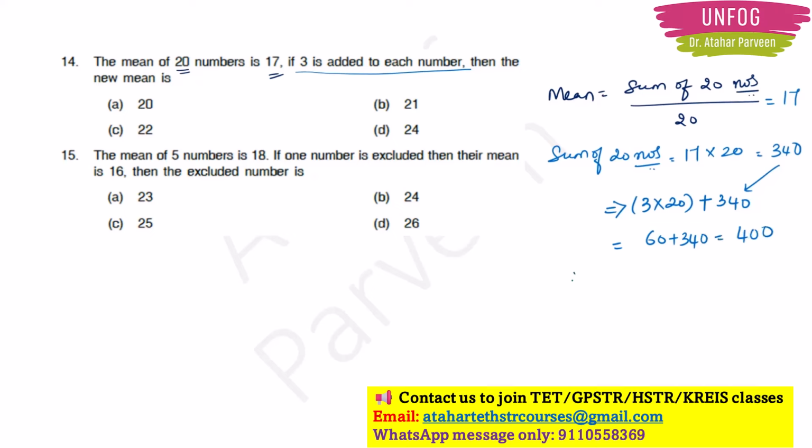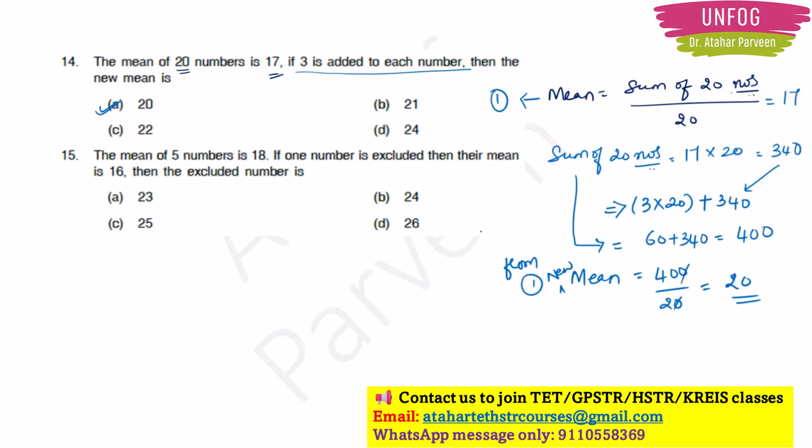Now I have to find the mean for this 400. Let me call this equation 1. Now I have to find the mean, right? The sum of 20 numbers I got is 400, divided by 20. Now I will not write 17 because this is the new mean which I am finding. This will be equal to 2 2s are 4, 20. 0 0 will get cancelled. So 20 will be the right answer. So the new mean will be 20. Option A will be the right answer.